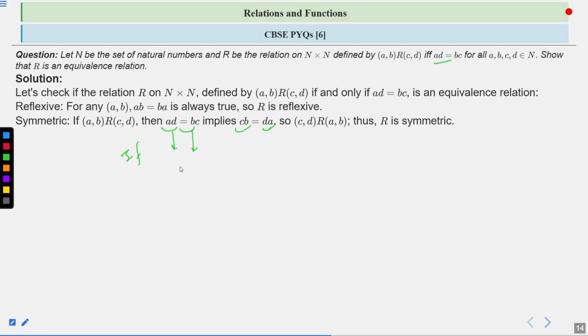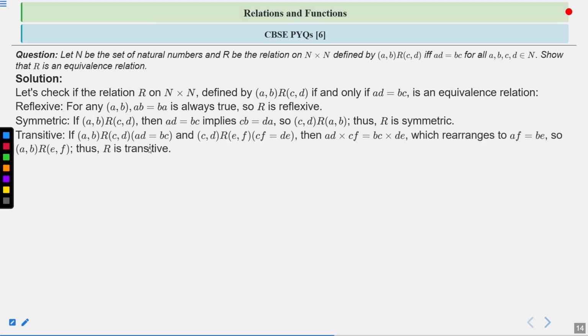So AD was equal to BC. We can write BC as CB, clear? And AD as DA. So CB is equal to DA. So we can write it the other way also, like CB is equal to DA. Clear? So if (A,B) is related to (C,D), then (C,D) is also related to (A,B), right? Thus R is symmetric. Therefore R is symmetric also.